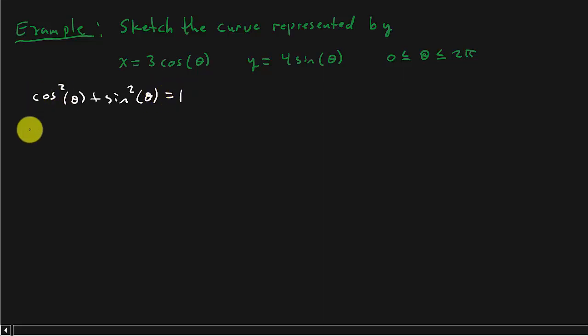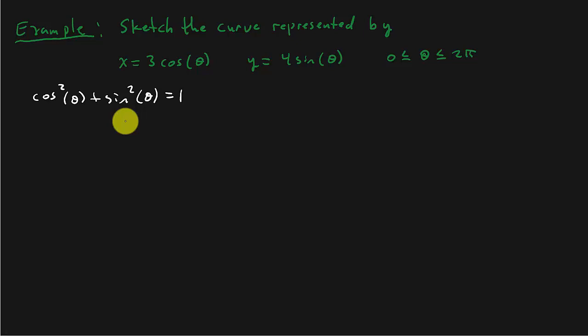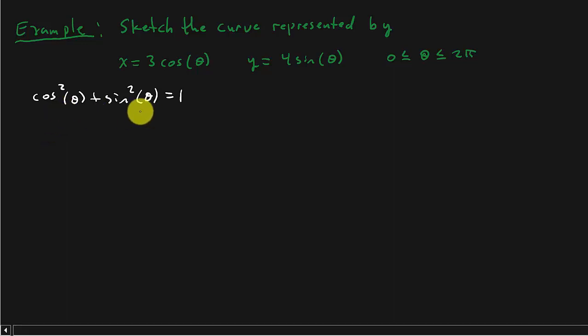Notice I wrote the cosine first because that's my x. I want my x term first, my y term second. I guess it's not that big of a deal if you don't do that, but it's just nice to have it like that because that's normally what we see. So I need to plug in something for cosine and something for sine.